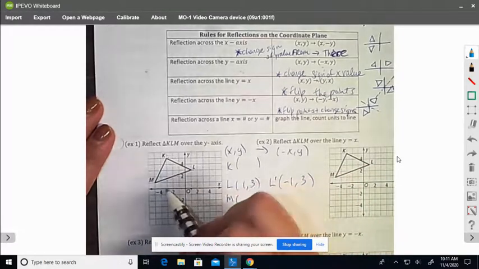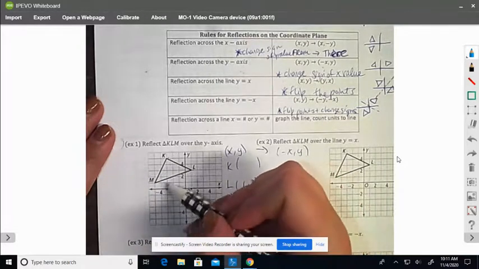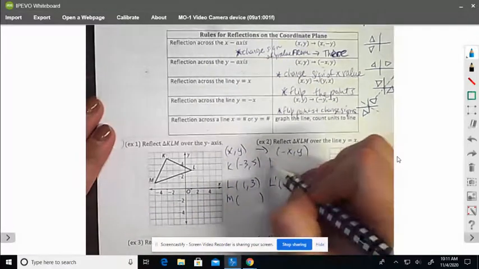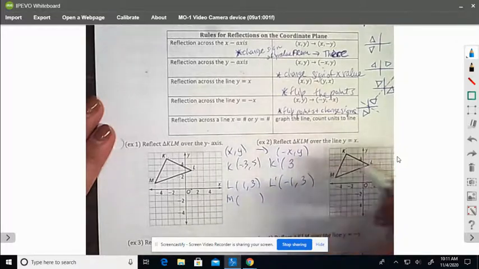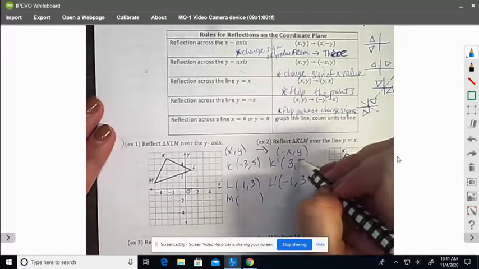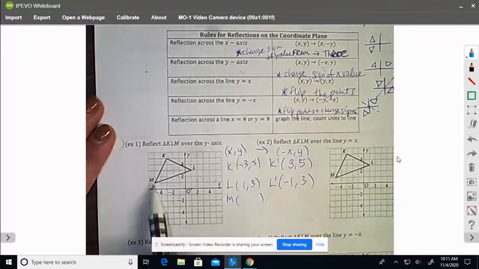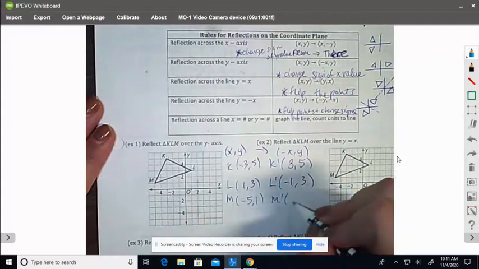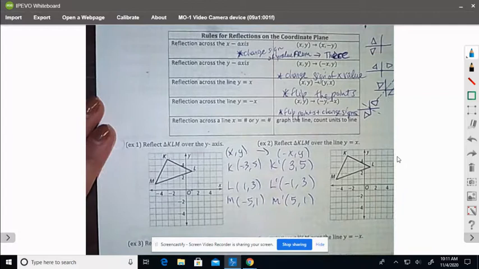K is at -3, 5. So I'm going to change for K prime. I'm changing the sign of that -3, so it's going to be 3. And that 5 stays the same. For M, I'm at -5, 1. So once again, my M prime is going to change to a +5. So now I'm going to go ahead and graph these.